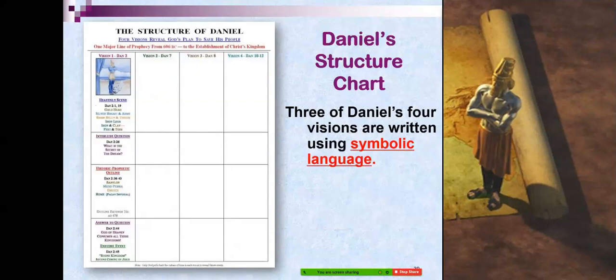Okay, so Daniel's structure chart. Three of Daniel's four visions are written using symbolic language. And we're going to go into that in more depth, and we've talked about it before, symbolic language versus literal language and visions. So we'll look at that later. But three of Daniel's four visions are written using symbolic language.